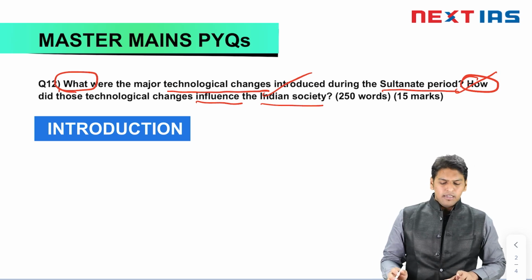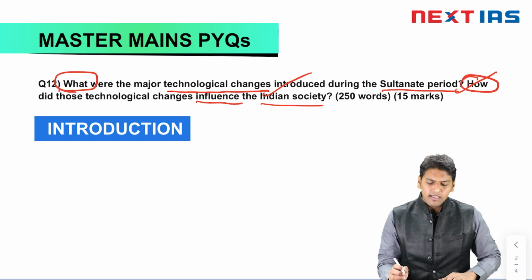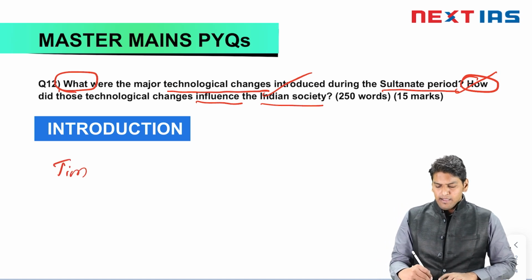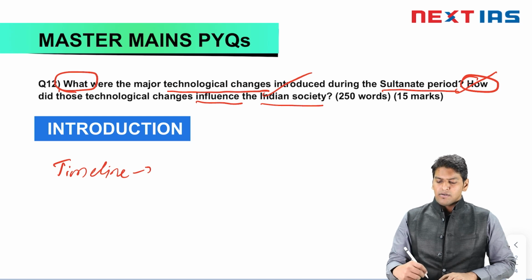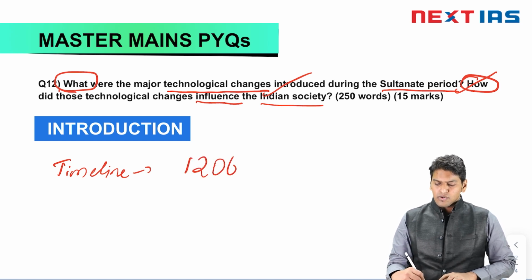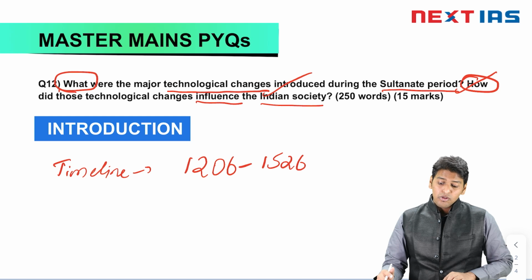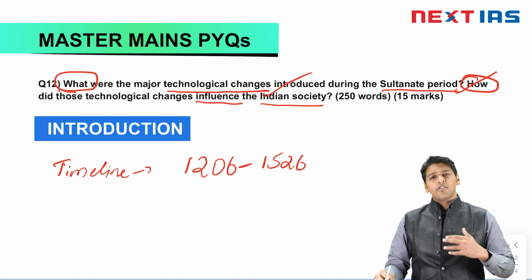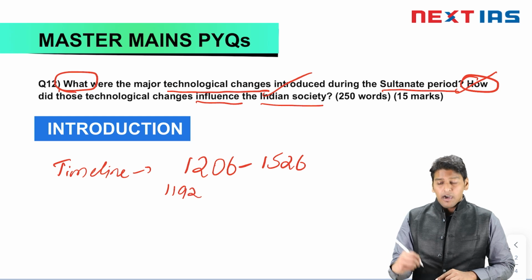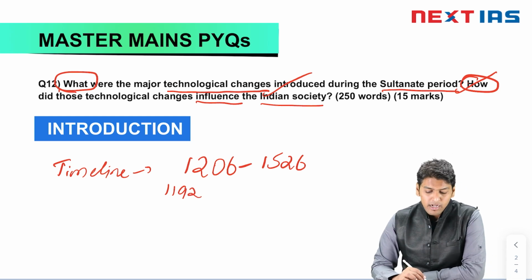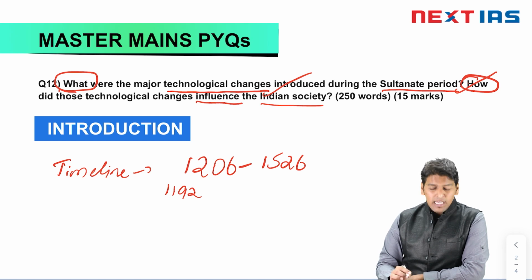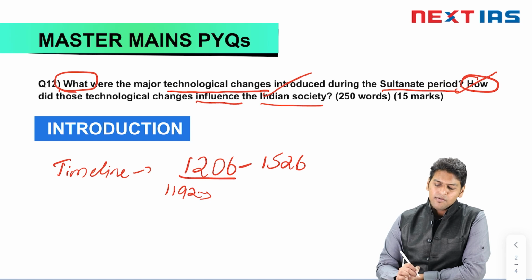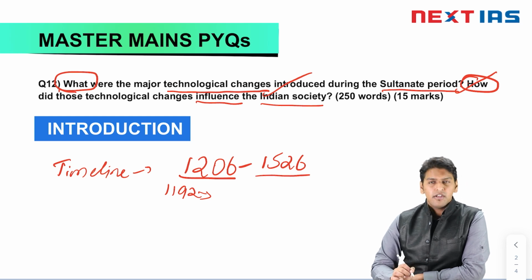Coming to the introduction, you can talk about the timeline, like how the Delhi Sultanate started in 1206 with Qutbuddin Aibak and ended in 1526 with Ibrahim Lodi. Though the Delhi Sultanate unofficially began in the year 1192 after the Battle of Tarain, it was only in 1206 that Muhammad Ghori handed over the reins to Qutbuddin Aibak and he established the slave dynasty. So the official timeline would be 1206 to 1526.